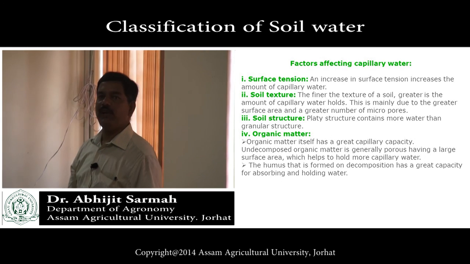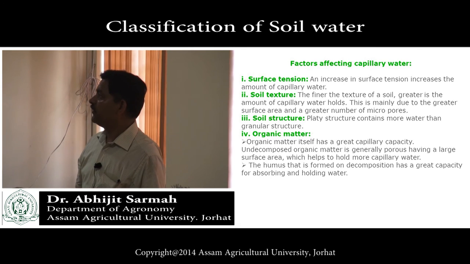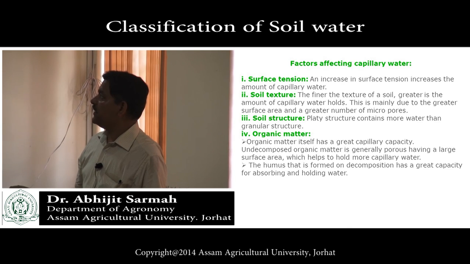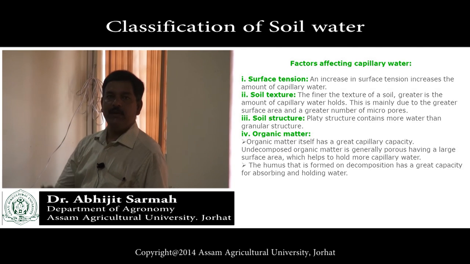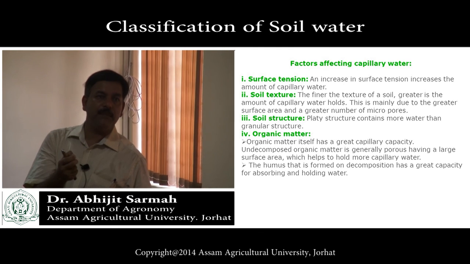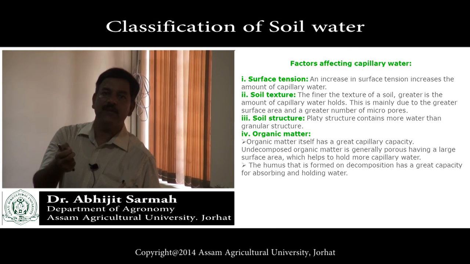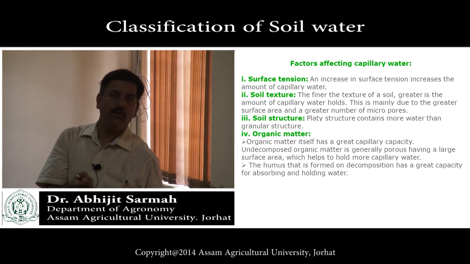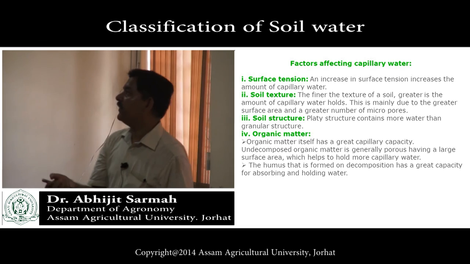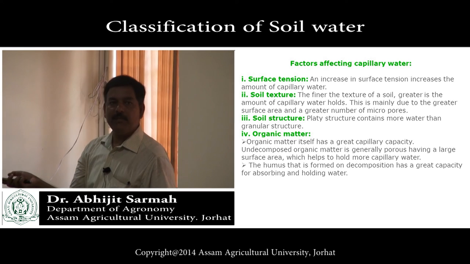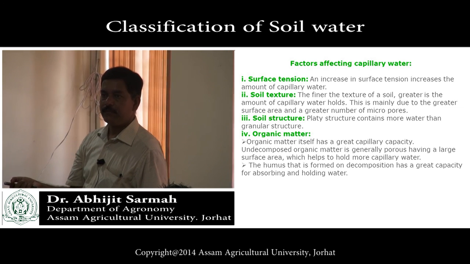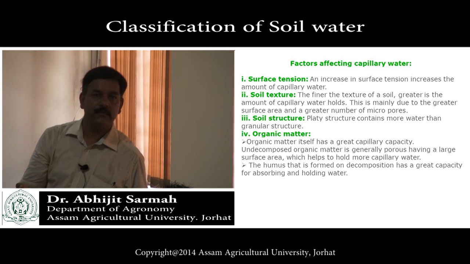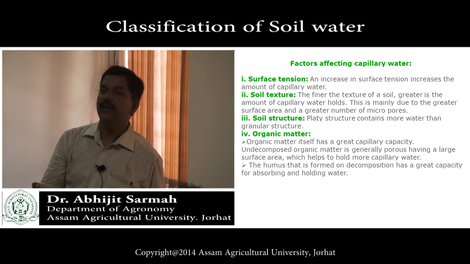The capillary water will be affected by the surface tension, soil texture, soil structure, and soil organic matter content. Regarding tension, if the surface tension is increased, capillary water will be more. So you tell me now, whether capillary water will be more in clay type of soil or in sandy type of soil? Why? Then if you add organic matter content, the capillary water will be more or less? Why?